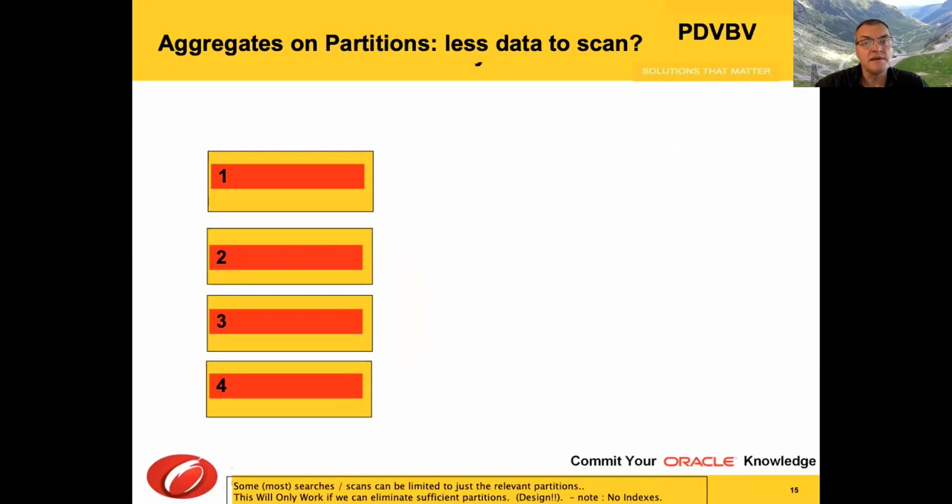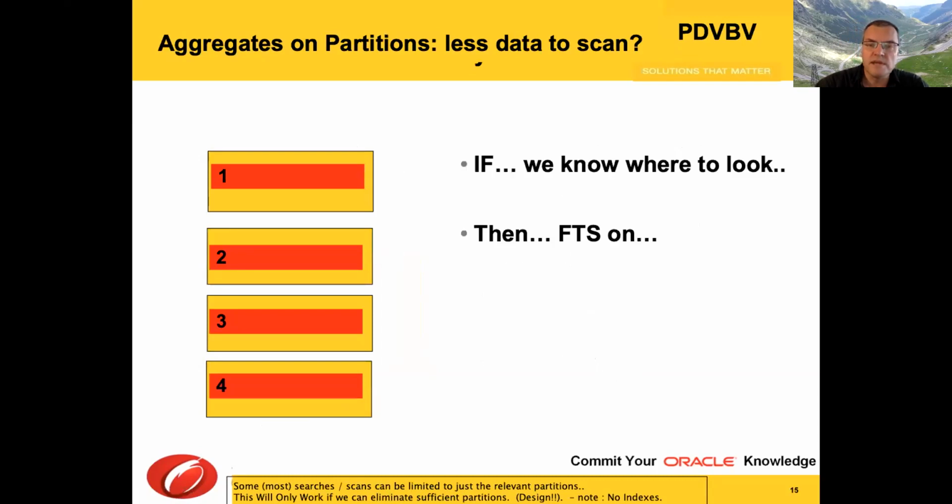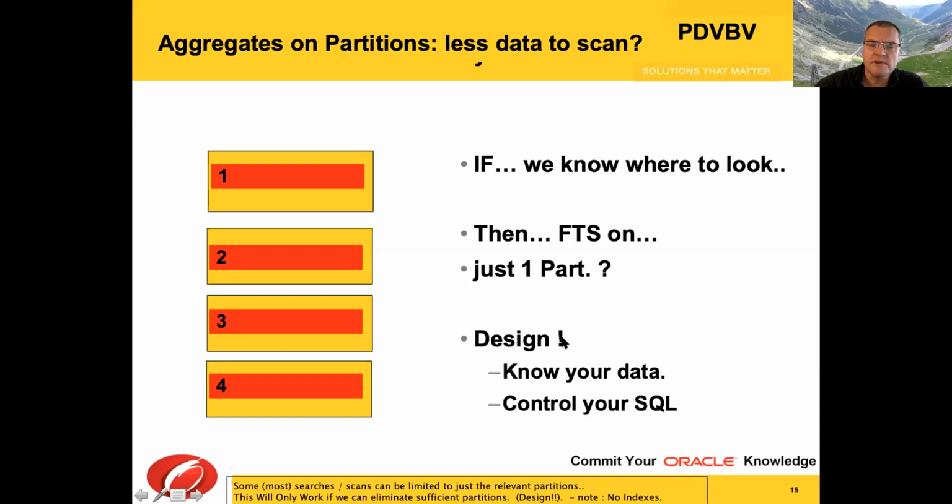Now here's the partition table. I'm going to do the same sort of sum, but this time I know where my data is. I know where to go. So I can do that full table scan on just one partition, maybe. And this is where your design comes in. If you know how your queries, how your aggregates and your sum group by day, etc. are going to be, if you know your data and control your SQL, you can design your partitioning to suit that, and then you get the benefit. The downside is if you don't know your data, if you can't control your design or your SQL, your benefits from partitioning will be doubtful.